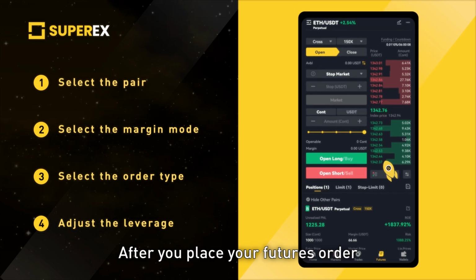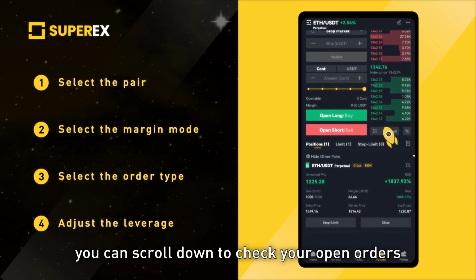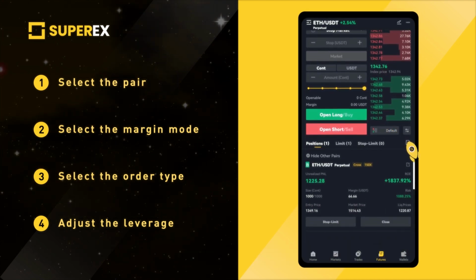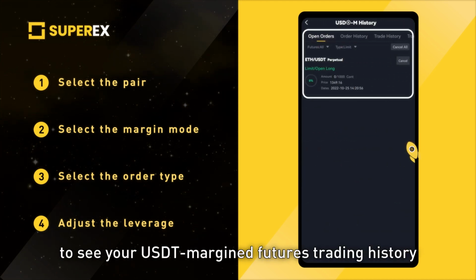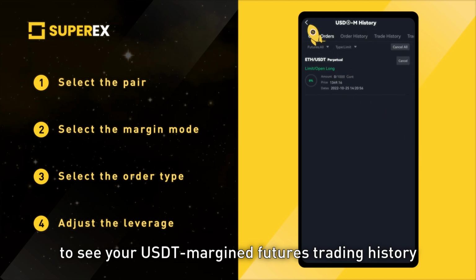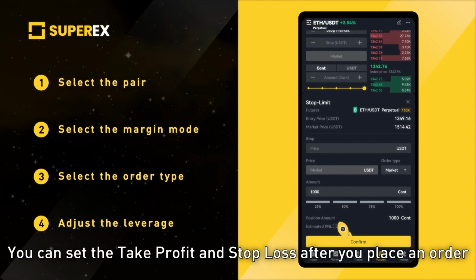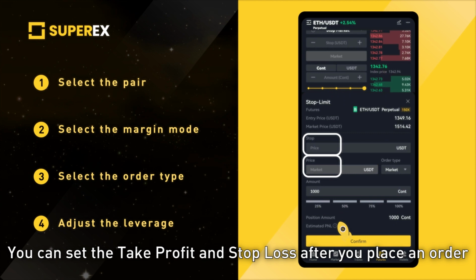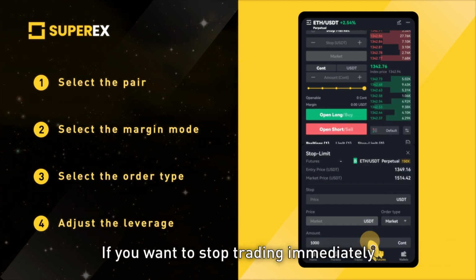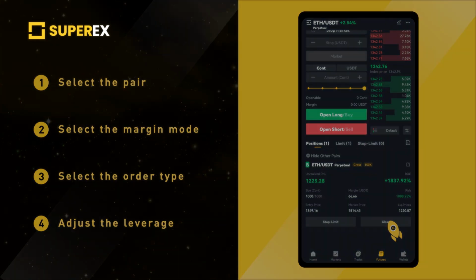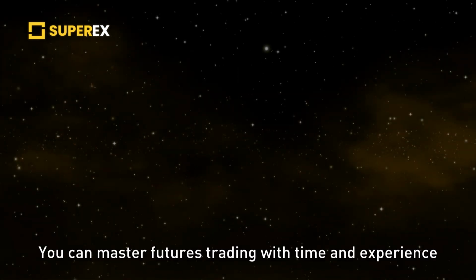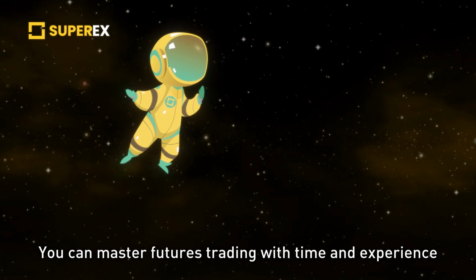After you place your futures order, you can scroll down to check your open orders, or click the menu icon on the right corner to see your USDT margin futures trading history. You can set the take profit and stop loss after you place an order. If you want to stop trading immediately, you can click the Close position. You can master futures trading with time and experience.